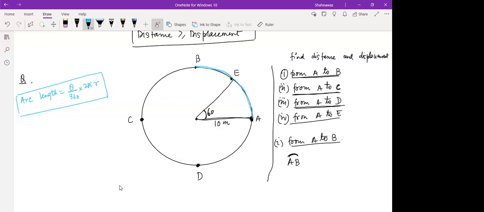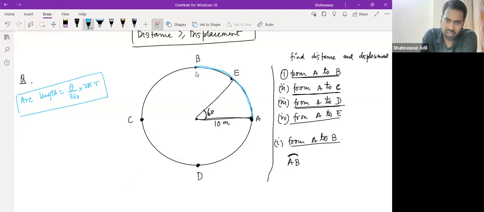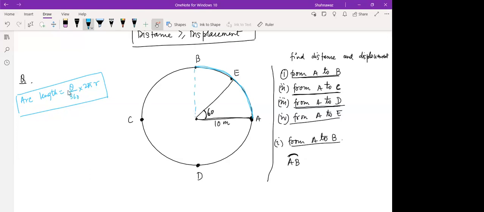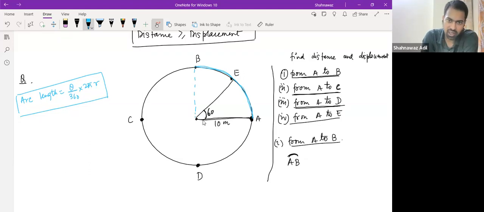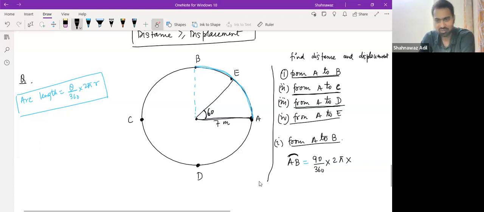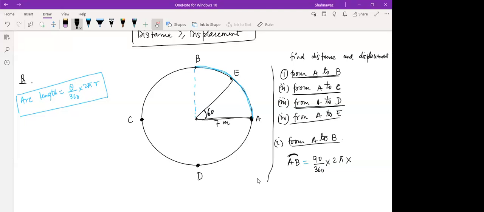Yes, sir. So from A to B, what is the angle? 90 degrees. So this theta is 90 degrees and R we know. So AB would be 90 by 360 into 2 pi R. Let's write this 10 as 7 to make our calculation easier, right? So 7. Is that okay?